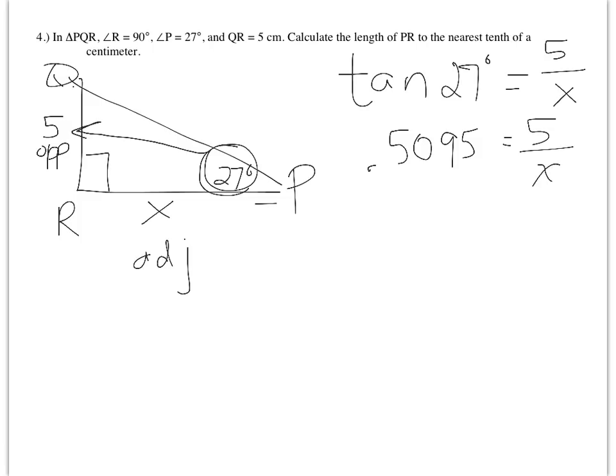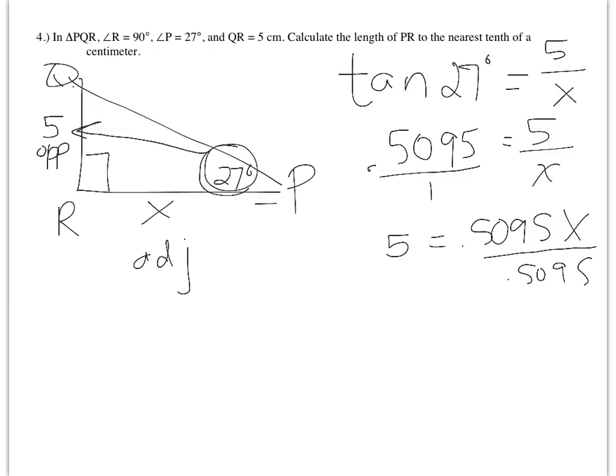And remember, when x is in the bottom like this, the easiest way is to just make it over 1, make it a proportion, and cross multiply. That gives me 5 times 1, or 5, equals 0.5095x. We divide to get x alone. And that tells us that x is approximately equal to 9.8 centimeters.